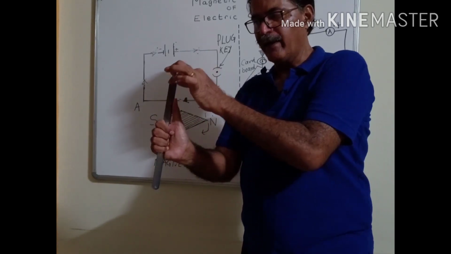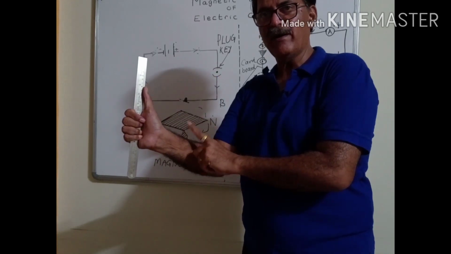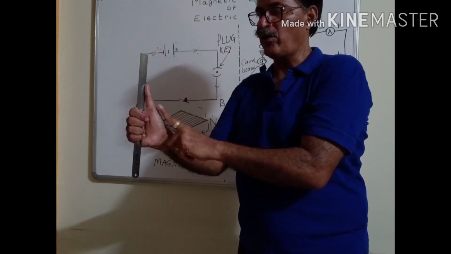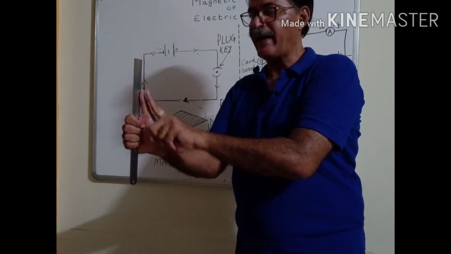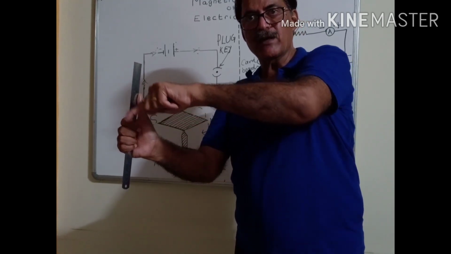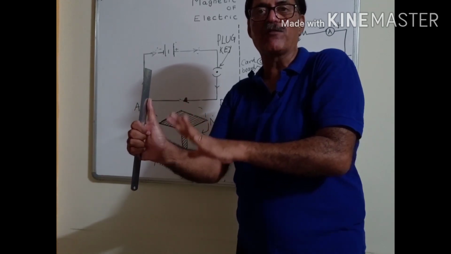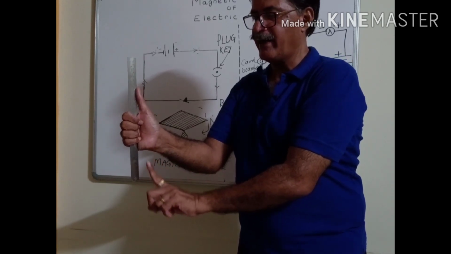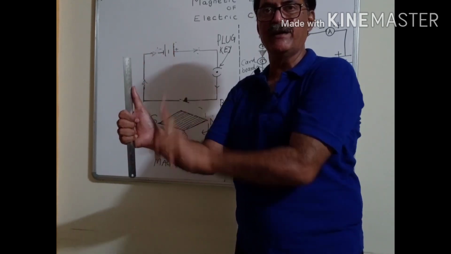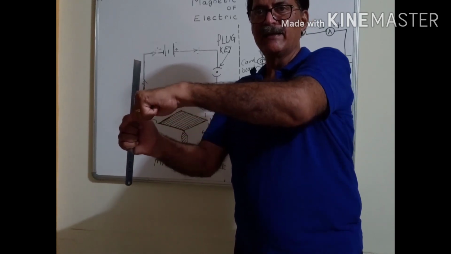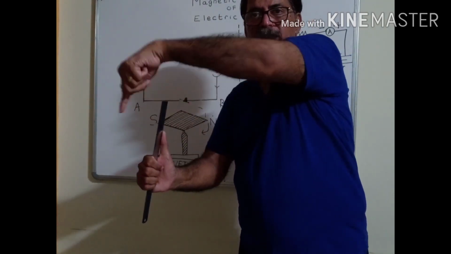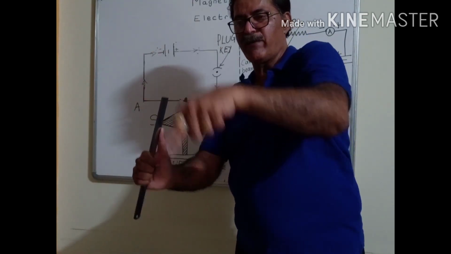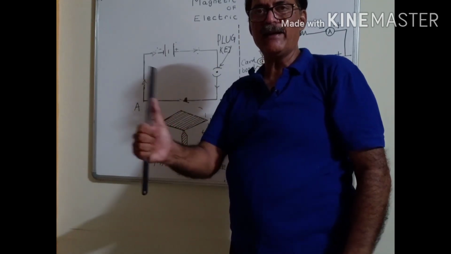Imagine that you are holding a current carrying conductor in your right hand. If the thumb is stretched in the direction of the current, then the direction of the curled fingers gives you the direction of the magnetic field. What does it mean? Supposing this is the conductor and current is flowing in this direction, my thumb is pointing upward. So if the current is flowing in this direction, then the magnetic lines of force are moving around this, in an anti-clockwise direction. Clockwise it would be like that. So anti-clockwise direction, right? In this way.